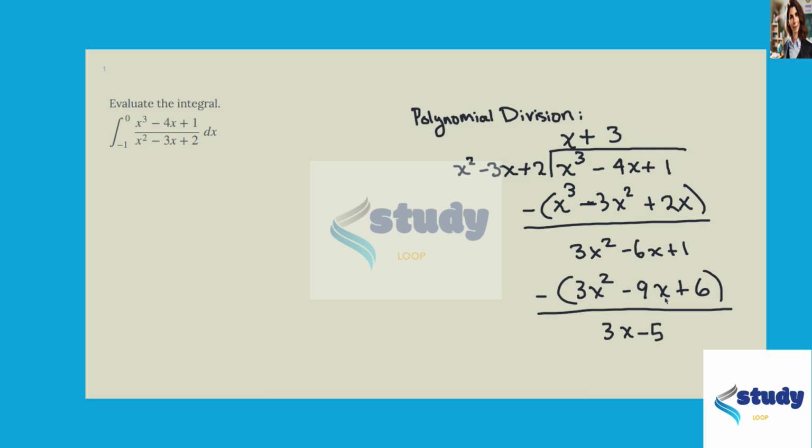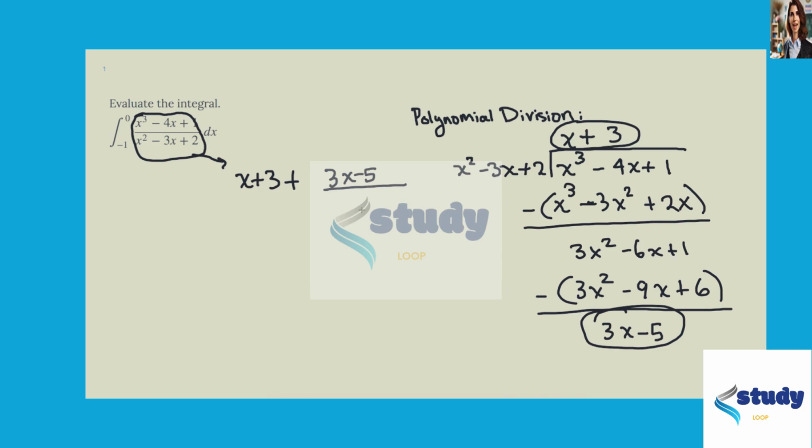So what this tells us is that we can take this integrand here and write this. So we're not looking at the integral, just a fraction on the inside. Our quotient was x plus 3. That's up here. Plus, then we have a fraction. On top goes the remainder, 3x minus 5. We got from down here our remainder. And then you take the original denominator, and that goes back down here. So we can integrate this thing instead.